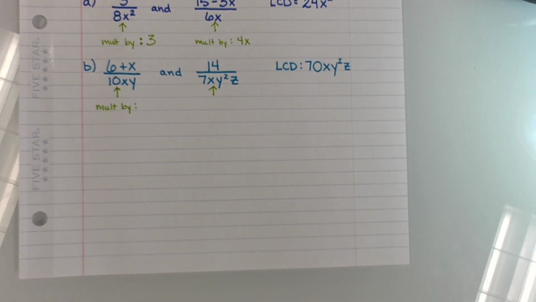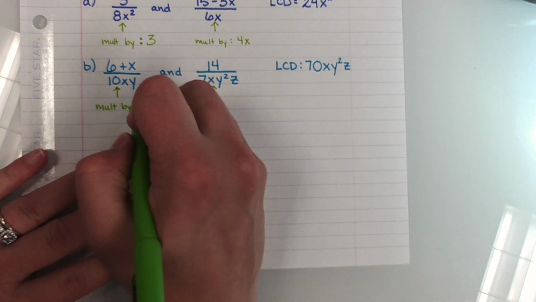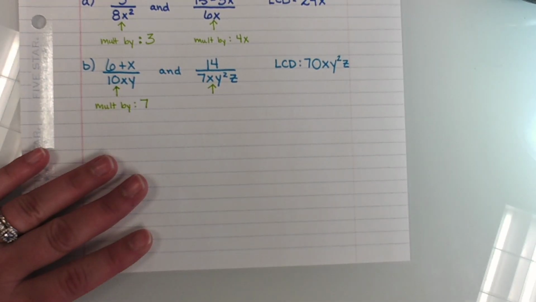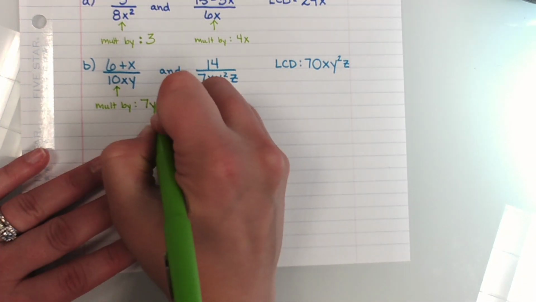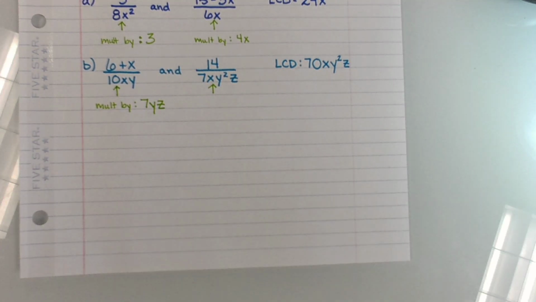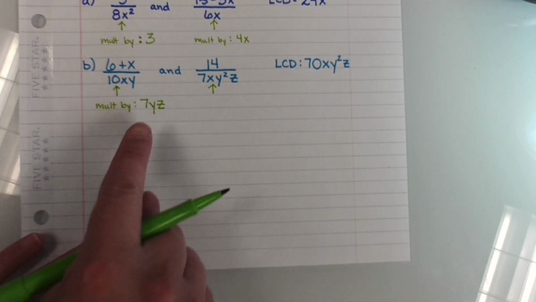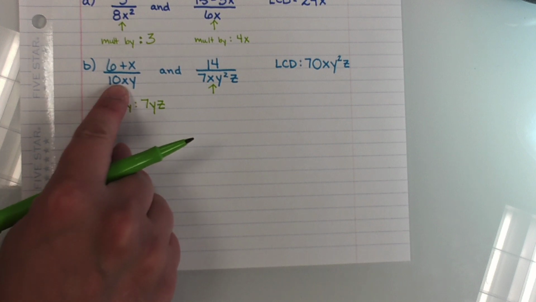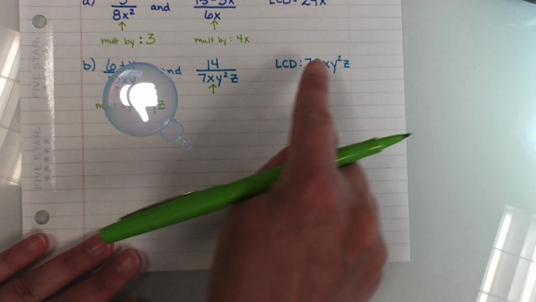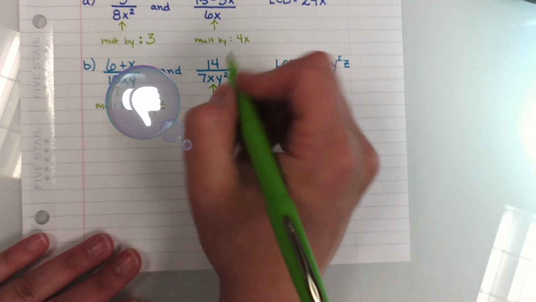And I'm going to ask this question again. What would I multiply the first one by then? I heard 7. Good. YZ. 7 to get the 70. It's already got the x. I've got a y. I need a y squared. And it needs a z.